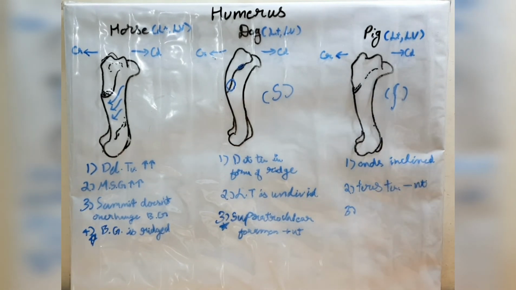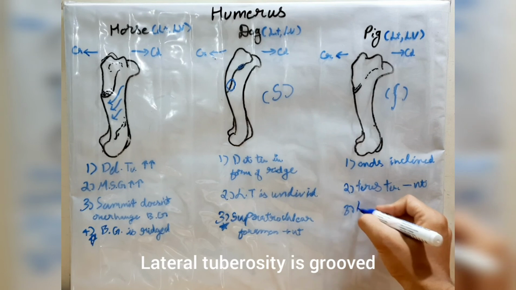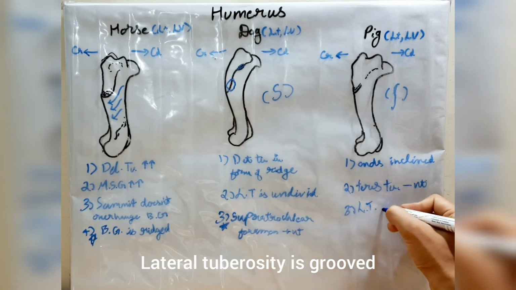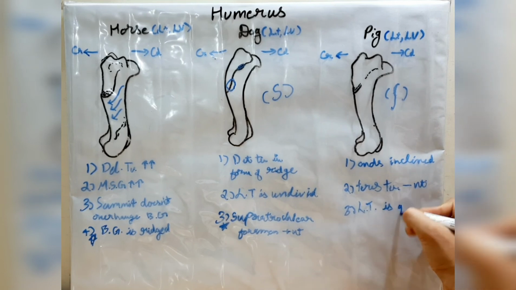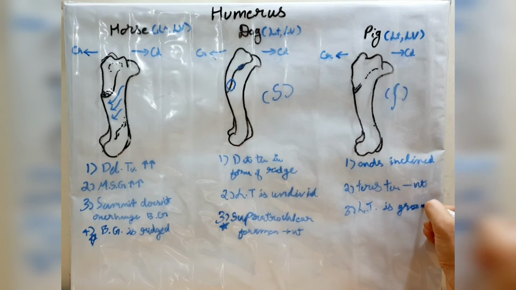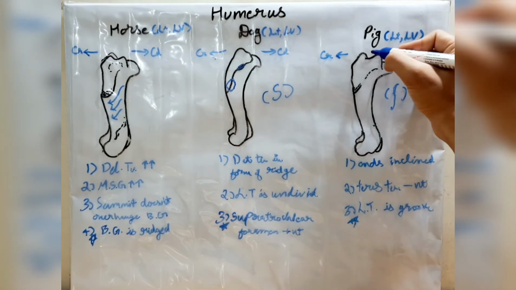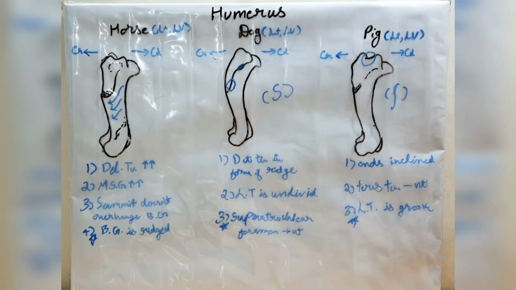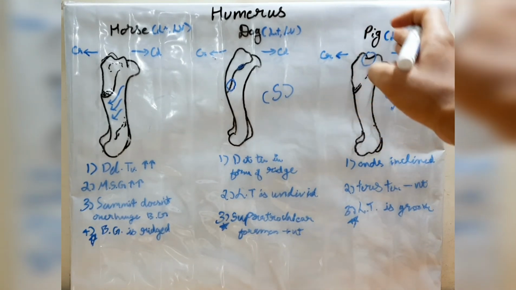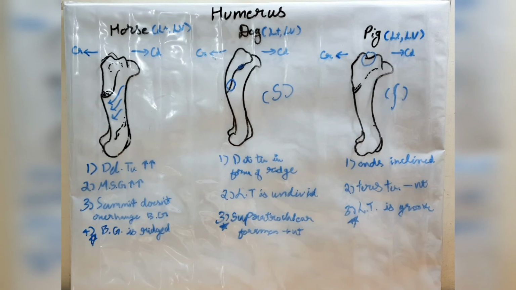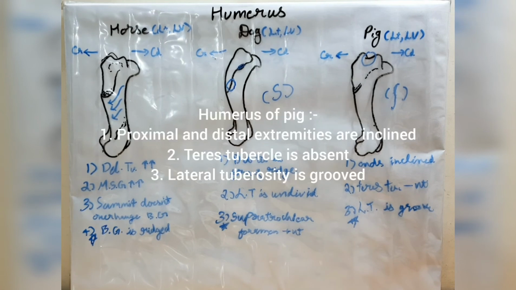The third point is the lateral tuberosity is very big. It is very prominent and grooved. So lateral tuberosity is grooved. This is the important point in the humerus of pig. This lateral tuberosity is grooved. I hope you can see it. Okay, so the demarcation between the two parts of lateral tuberosity is the most prominent in case of pig. Okay, so this is it.